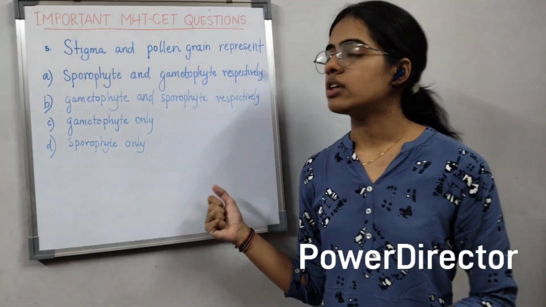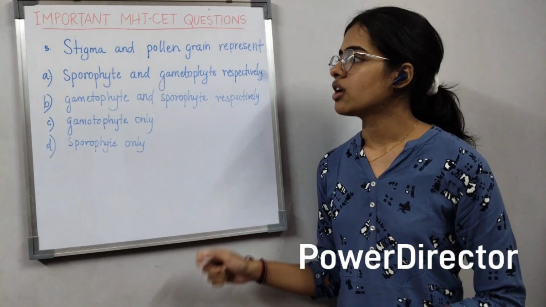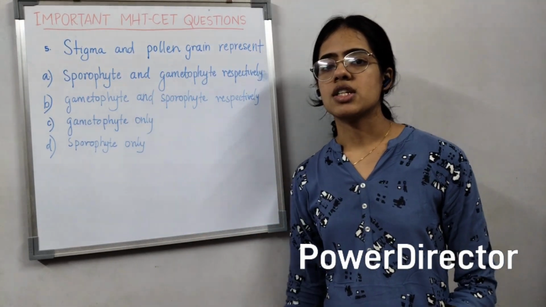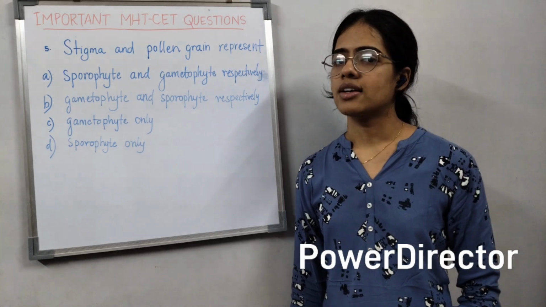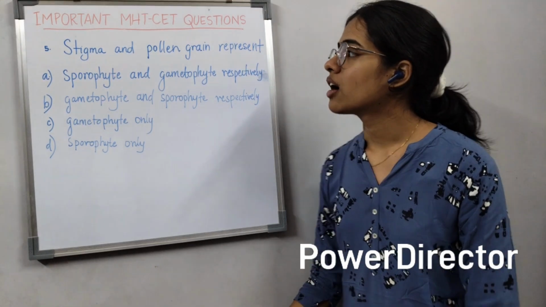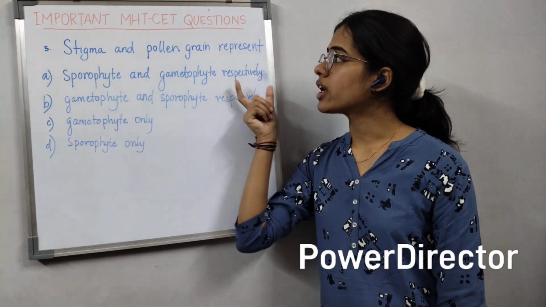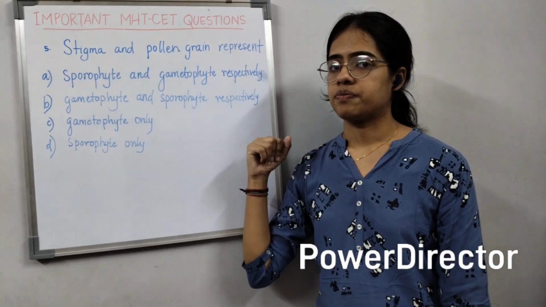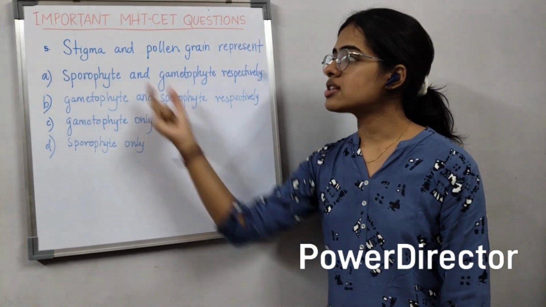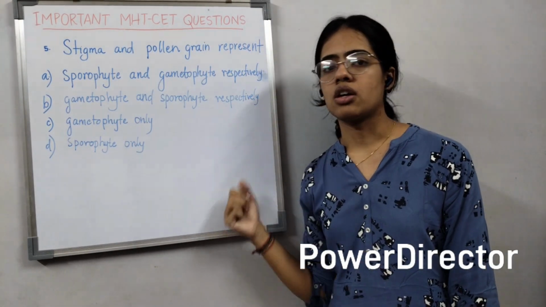So we will go to the next question. This question was asked in MHT-CET 2023. The question is, stigma and pollen grain represent what? What does stigma and pollen grain represent in flowering plants?